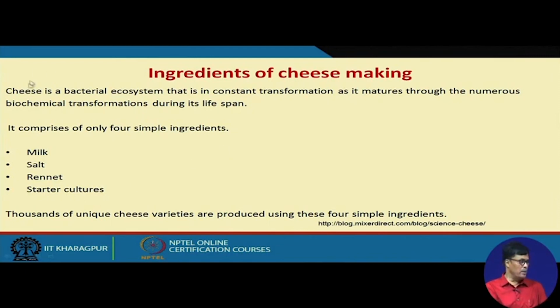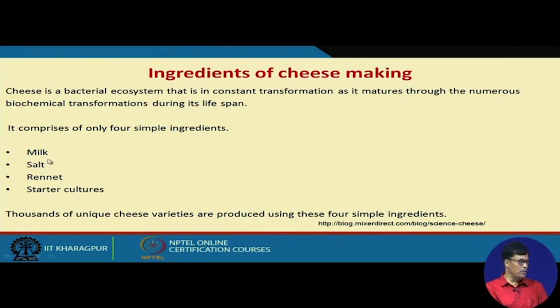Obviously the milk, the quality of the milk. I shall show you how the quality of the milk affects the cheese production process. Before that, I want to tell you about the cheese. Cheese is a bacterial ecosystem that is in constant transformation, as it matures through numerous biochemical transformations during its lifespan. So it undergoes a lot of biochemical transformation during this cheese making process.